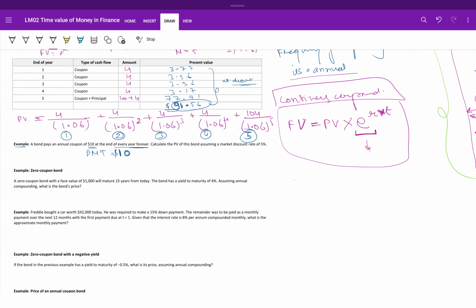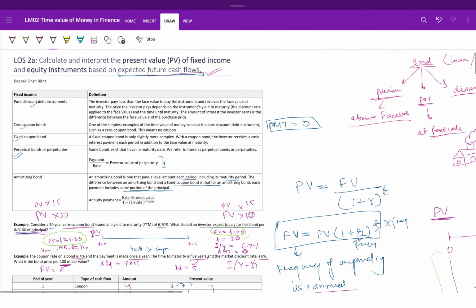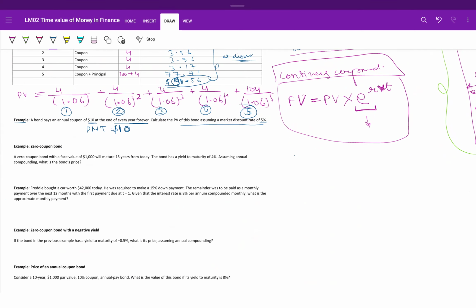So we are going to use perpetuity here. Calculate the present value of the bond assuming the market rate of interest is 5%. The formula for perpetuity is payment divided by rate. So we divide the payment by the rate, 0.05, and this gives us the present value of the bond, $200.